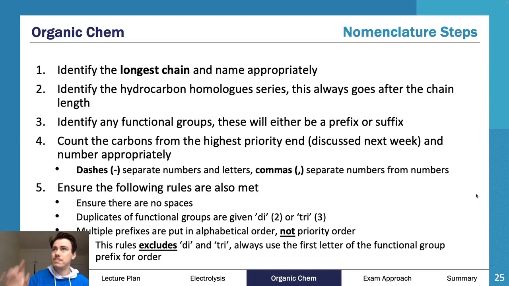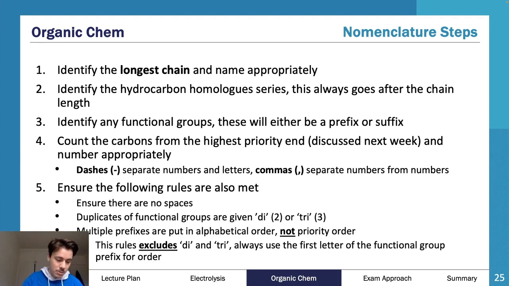So let's talk about organic chemistry. Now, when I talk about organic chemistry, I'm not going to talk about the basics of carbon and the 4 bonds and yada, yada, yada. What am I going to talk about? I'm going to talk about how we go about naming things.